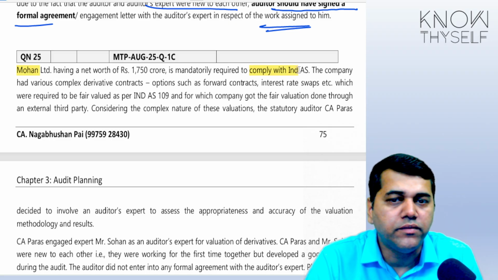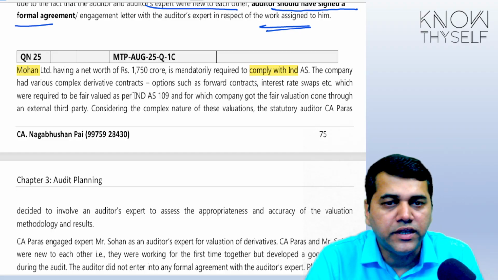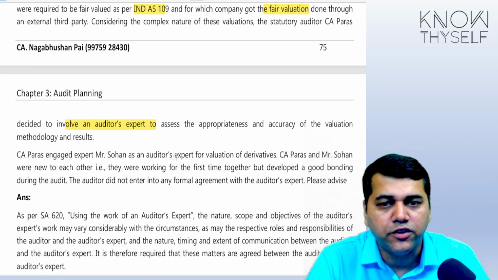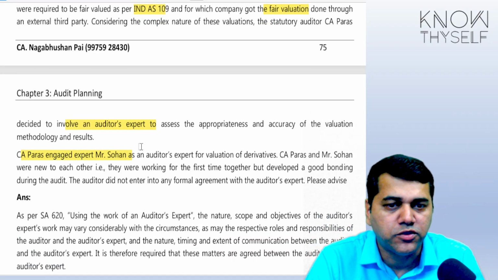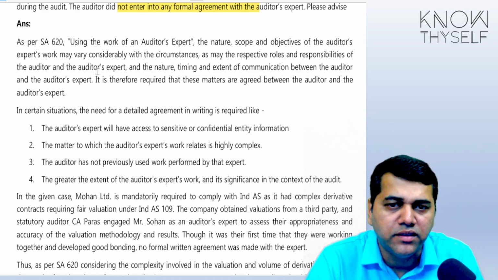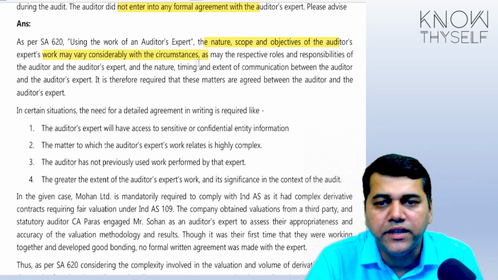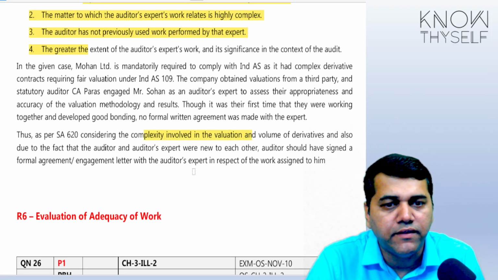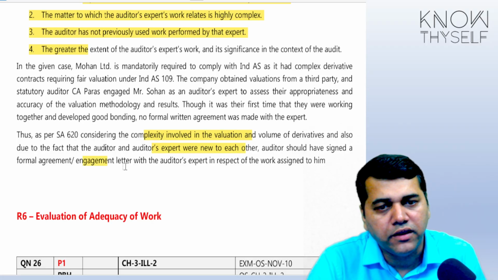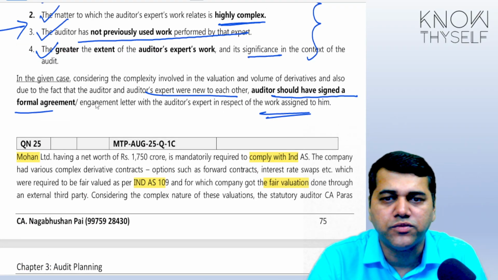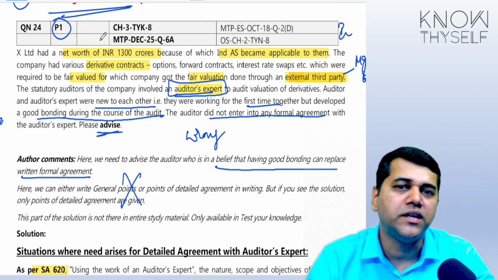Mohan Limited has to comply with Ind AS 109, for which a fair valuation has to be done. It involves an auditor's expert to verify the accuracy of the valuation. CA Paras engaged expert Sohan. Paras and Sohan are new to each other, with a good bonding, so they did not enter into any formal agreement. Please advise. Similar thing: nature, scope and communication may vary significantly. These are all the 4 areas. So considering the complexity involved in the valuation and that they are new to each other, they have to have an agreement in writing. I think it's the same; we can ignore the MTP August 25 question because I can club it with the same thing here.